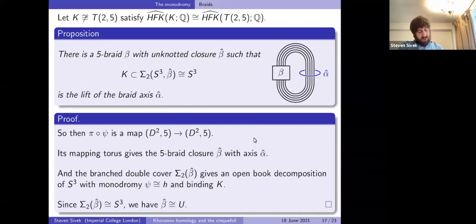And like I said, since the branch double cover of the braid closure is S3, the braid closure actually has to be unknotted, because we know that any non-trivial knot gives us a different 3-manifold. Okay, so now we've managed to say, we started with Khovanov homology. We took this detour through various types of Floer homology, through symplectic Floer homology and so on. And we ended up with this description in terms of braids.